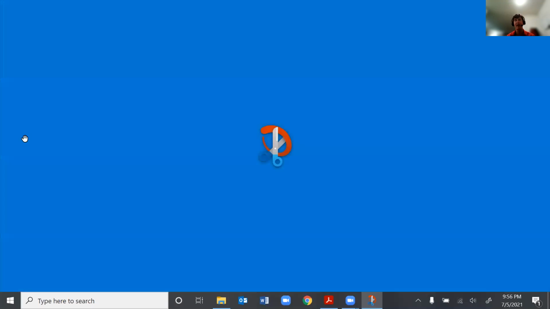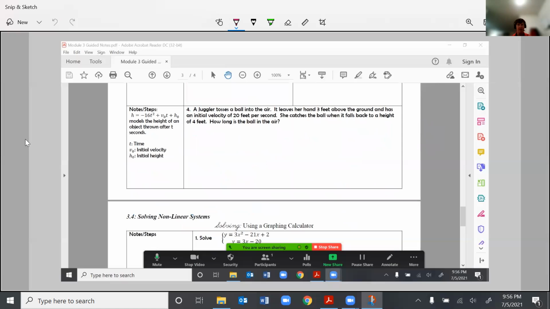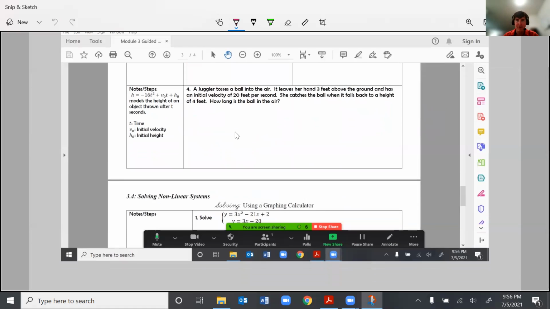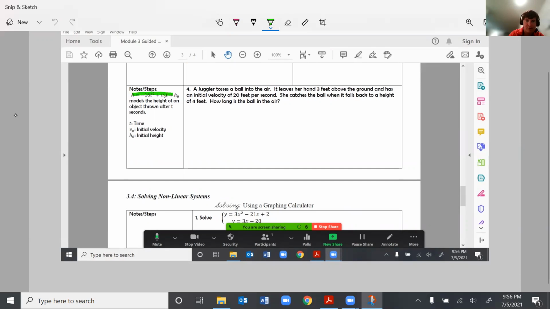So a juggler tossed the ball in the air. Think about juggling a ball in the air. It leaves her hand 3 feet above the ground, has an initial velocity of 20. So we're gonna use this formula, quadratic formula. Since she catches the ball when it falls back to a height of 4 feet, how long is the ball in the air? So h is the height, and it's equal to negative 16t squared plus the velocity. I don't know time. It actually wants how long is the ball in the air. So we're solving for time.